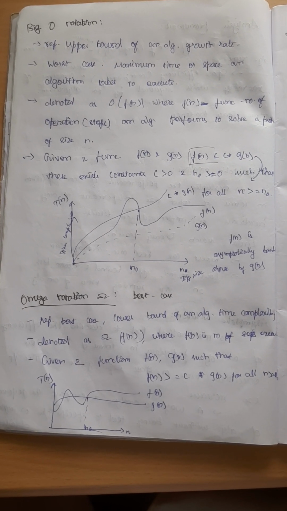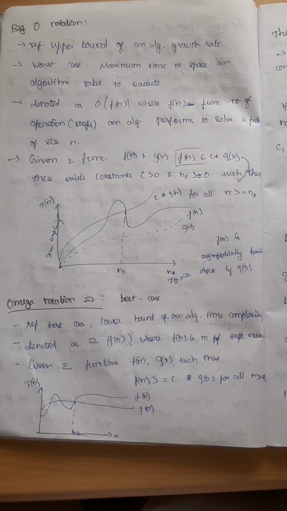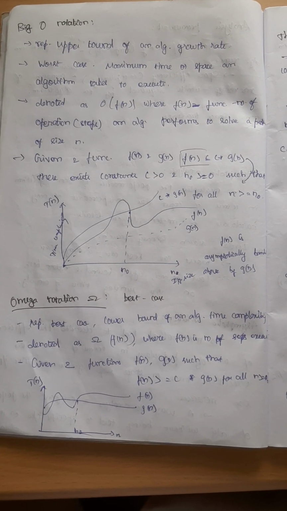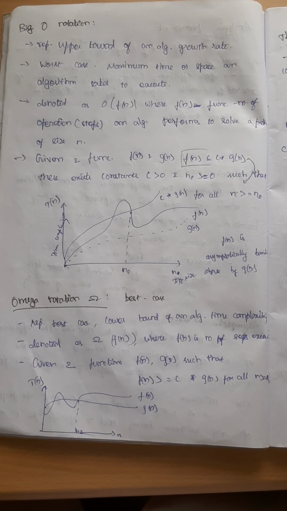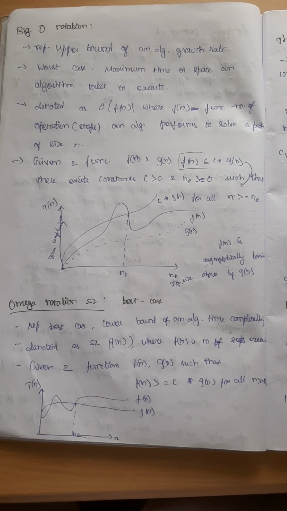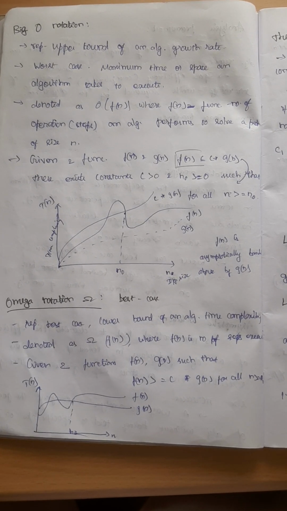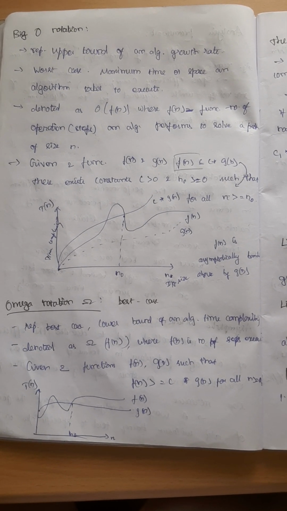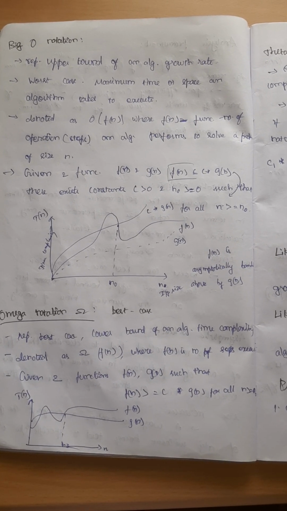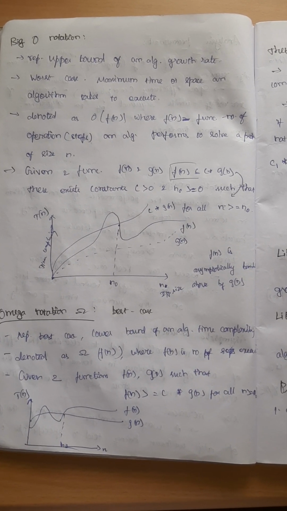It is denoted as O of f of n, where f of n is the function of the number of steps an algorithm performs to solve a problem of size n. Given two functions f of n and g of n, f of n is less than or equal to c star g of n, where there exist constants c greater than 0 and n naught greater than or equal to 0, such that f of n is less than or equal to c star g of n for all n greater than or equal to n naught.